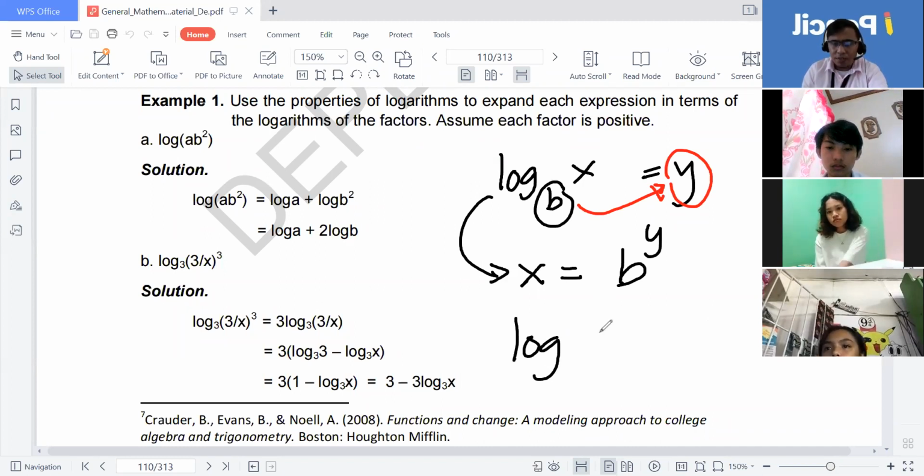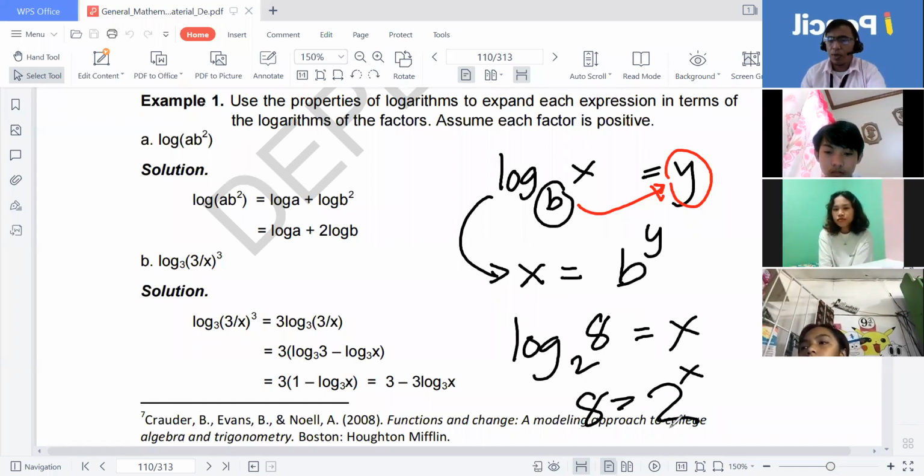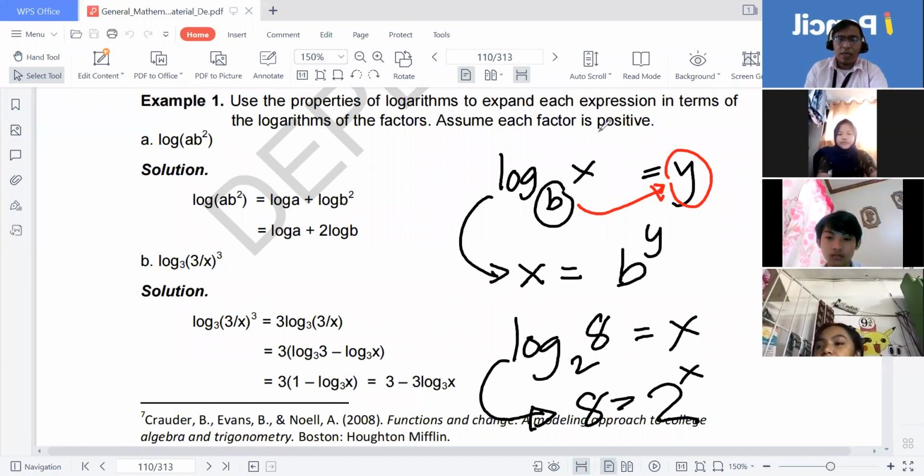Log of 8 base 2 equal to x. If you are asked to convert this into exponential, what you will do is you just copy 8. You make this 2 as the base and make this x as your exponent. Clear? This is the logarithmic form. This is the exponential form. Is it clear, class? Yes. Okay.